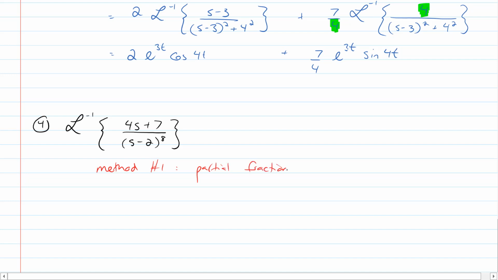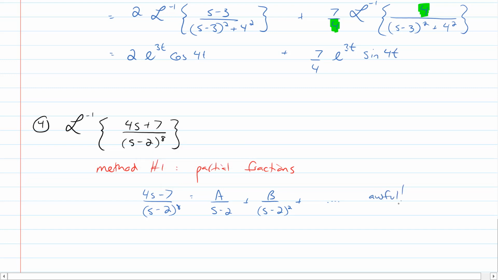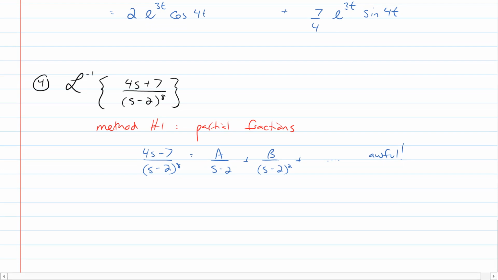I do not recommend this method, for the reason that you'll see immediately. If I try to take (4s + 7) over (s - 2) to the 8th power, you can see that the partial fraction expansion is horrible. It's A over (s - 2) plus B over (s - 2) squared. Then you're going to have a C over (s - 2) cubed, and you're going to have an awful lot of terms, and this is just terrible. So what we're going to do is be a little bit more thoughtful about this.